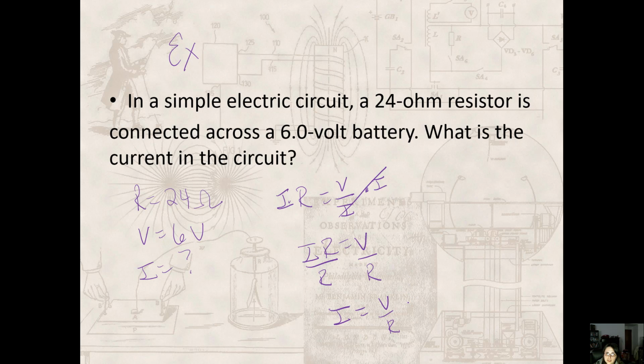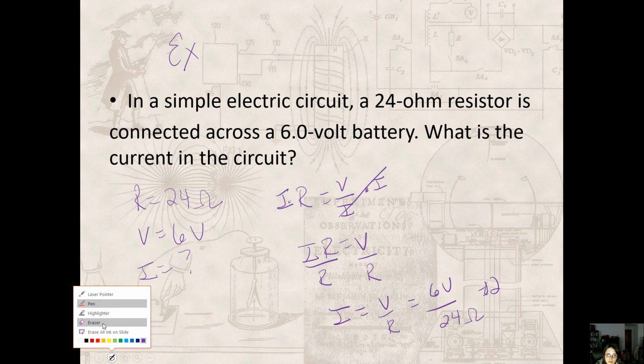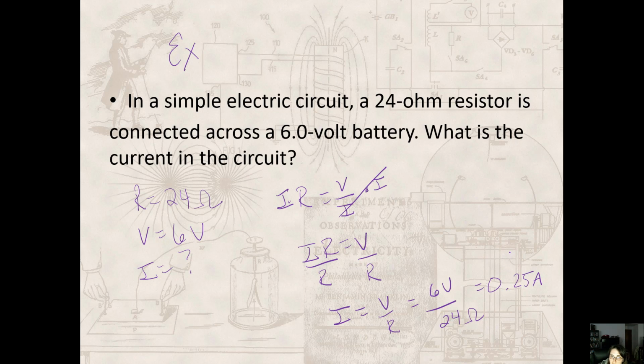And that's going to be 6 volts divided by 24 ohms, and that's equal to 0.25 amperes. Thank you.